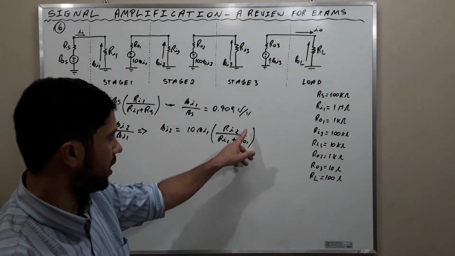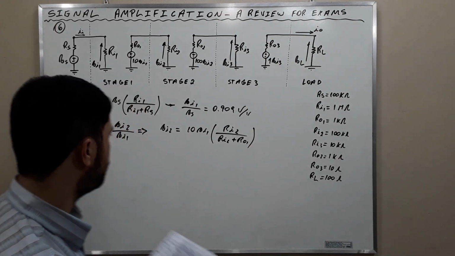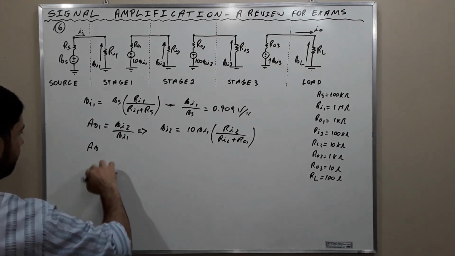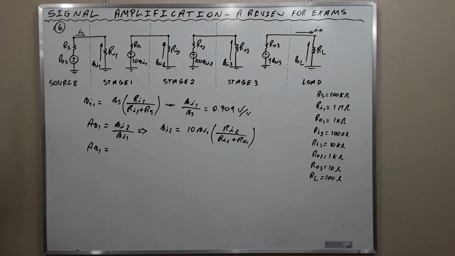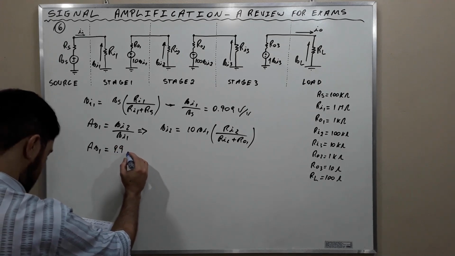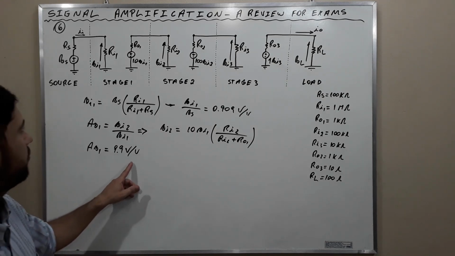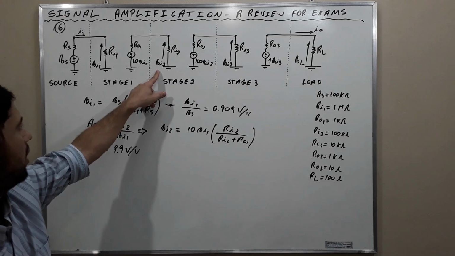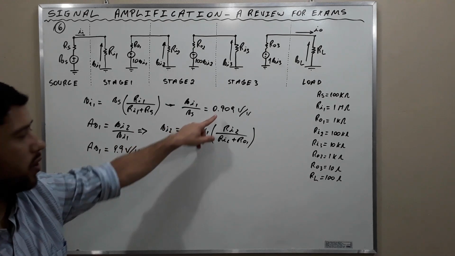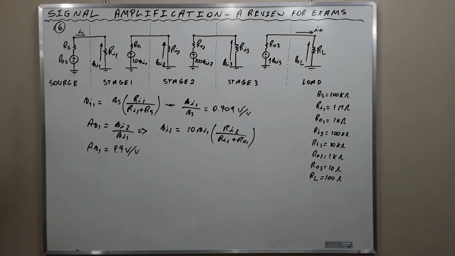And using the values RI2 = 100 kilo ohms and RO1 = 1 kilo ohm, we know then that AV1, the voltage gain of the first stage, is equal to 9.9 volts per volt. Okay, this is the voltage gain of the first stage. We can see now that VI2 is larger than VI1. Here it was an attenuation, but now we are getting amplification. Let's do the same for the other stages.